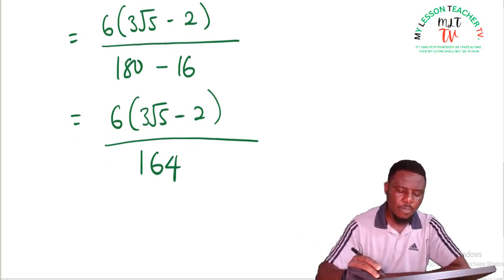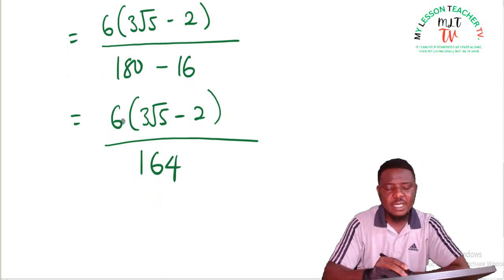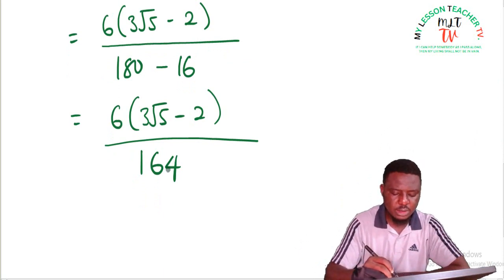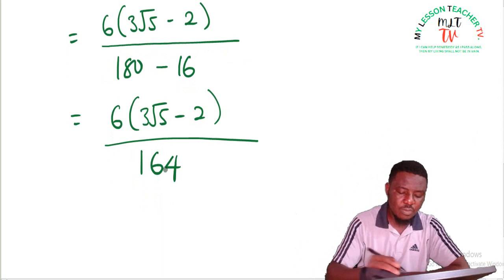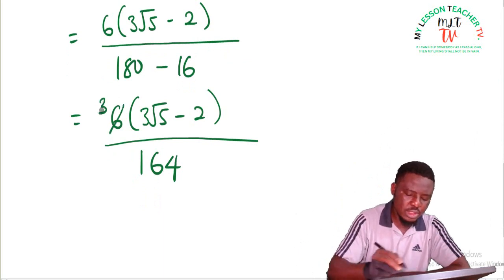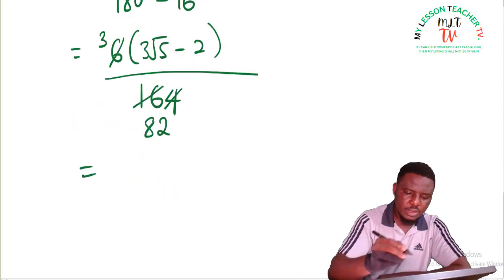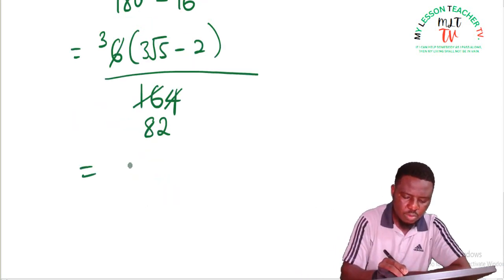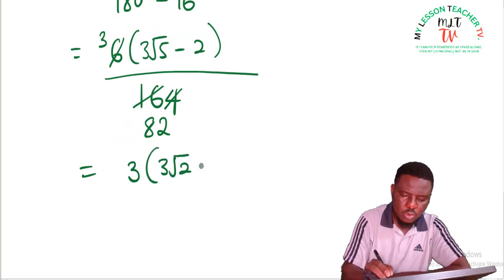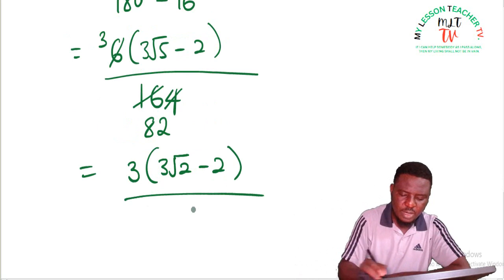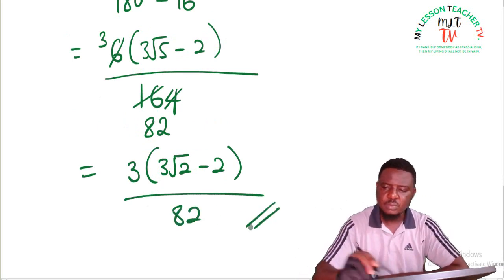Yes, 164. So look for a factor that can divide 6 and 164. We can start from the least. 2 can divide. 2 into 6 is 3, 2 into 164 is 82. Since 3 cannot divide 82, our answer becomes 3 into 3 root 5 minus 2 divided by 82. And this is your answer.